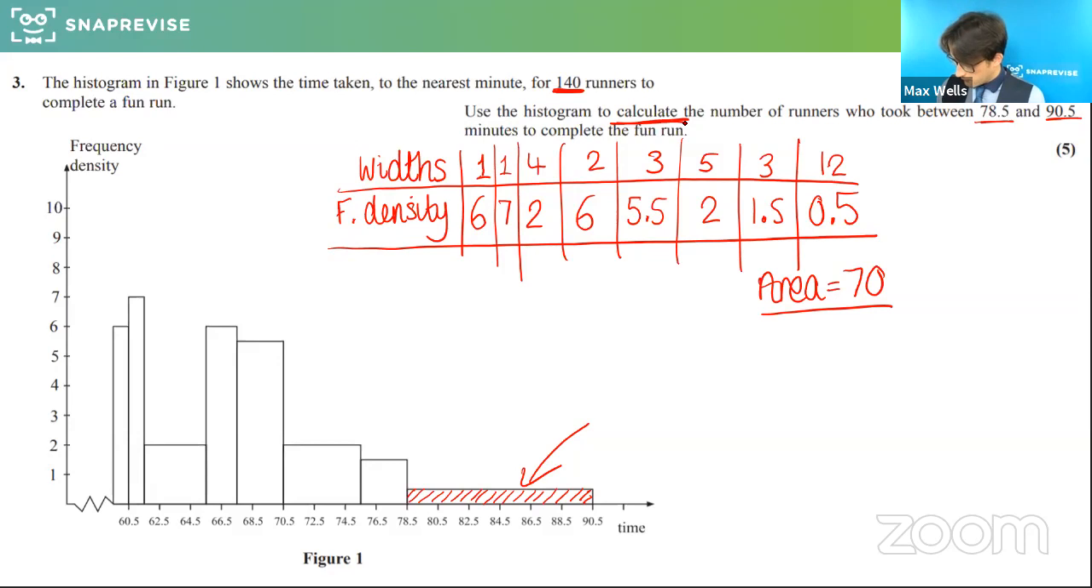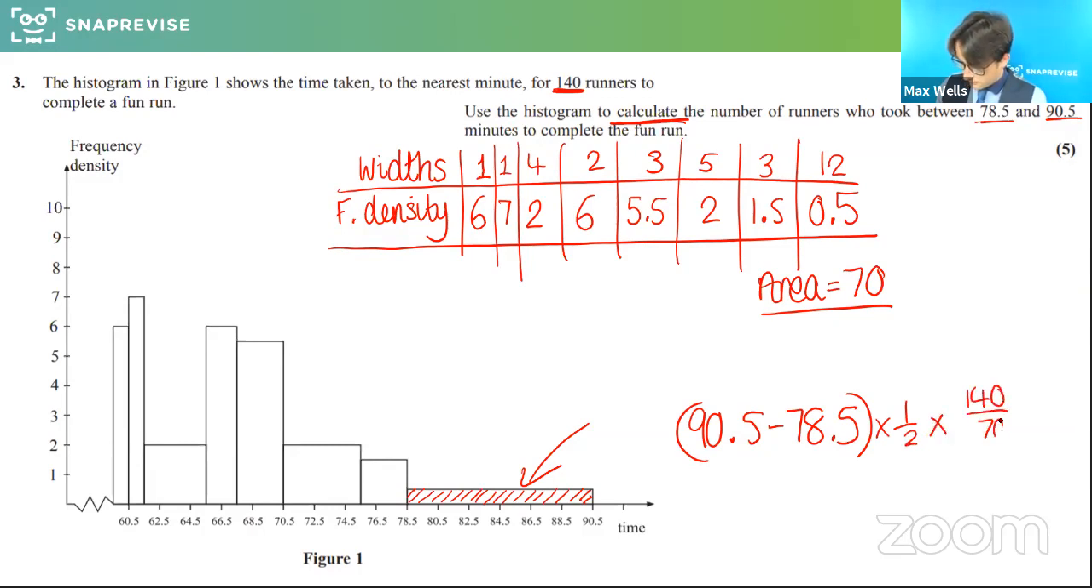That's brilliant. So it's basically 90.5 minus the 78.5, which is 12. And we're going to do that times by a height of a half, times by the scale factor, which was 140 over 70, which is 2. So it's basically 12 times a half times 2. So it represents 12 people. So very well done if you got that. That's brilliant. Any questions there, or is that clear so far?